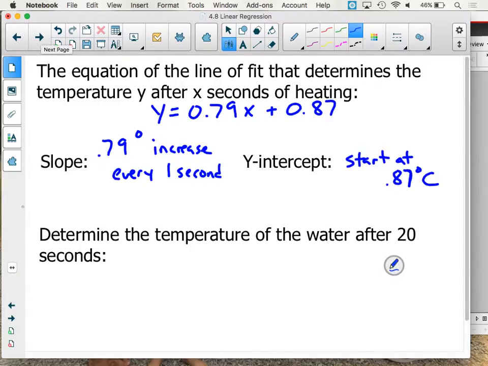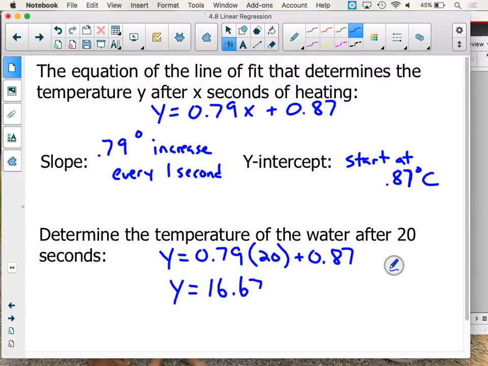What we can also do is make a prediction. Let's determine the temperature of the water after 20 seconds. I'm going to use my equation. 20 seconds is my time, so I'm going to plug that in for x. When I go to my calculator and evaluate this, I believe I get 16.67. So the temperature is about 17 degrees.